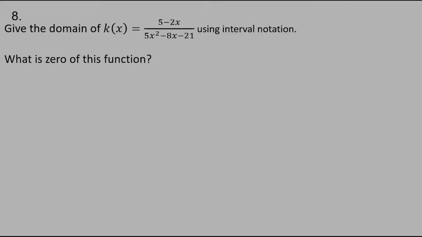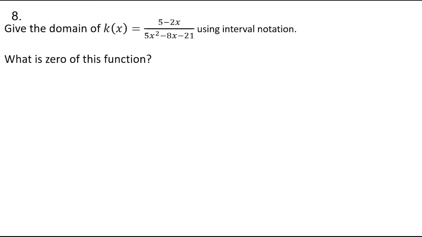All right, in this particular problem, we're asked to find the domain of this function, and we have a rational function, meaning we have a polynomial over another polynomial, and we need to use interval notation to write our final answer. And the second part of this is we're asked to give the zero of this function. So let's take a look at the first part and the domain.